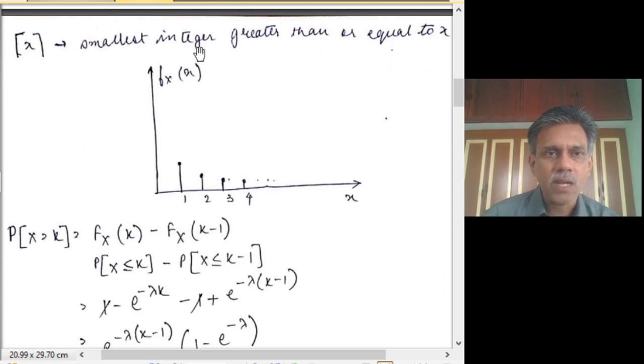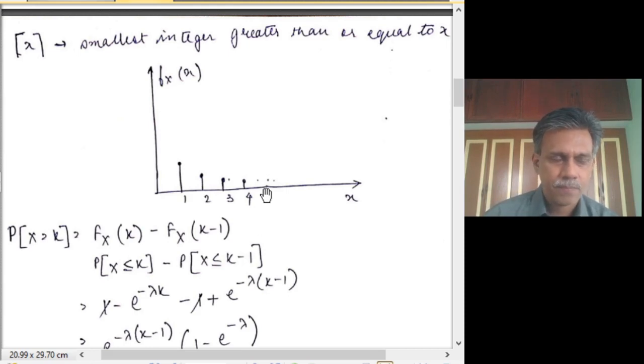What is it? It is the smallest integer greater than or equal to x. So if you consider this random variable, this would be a discrete valued random variable because x is continuous valued. On taking this ceil, it becomes discrete valued. It will take values 1, 2, 3, 4 and so on. And therefore, we can find out its PMF.